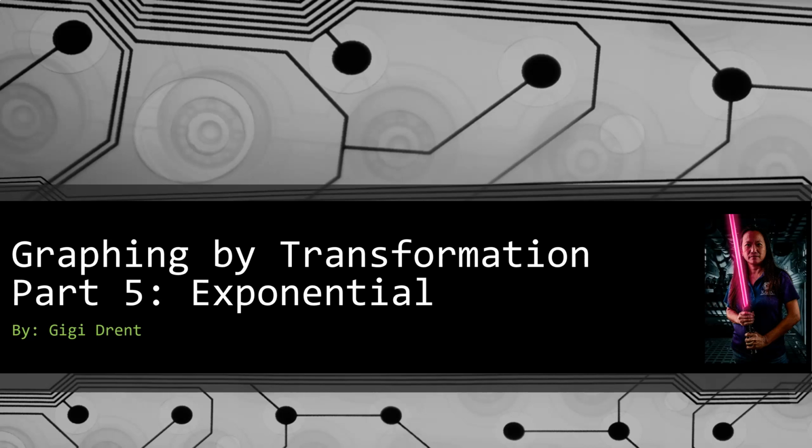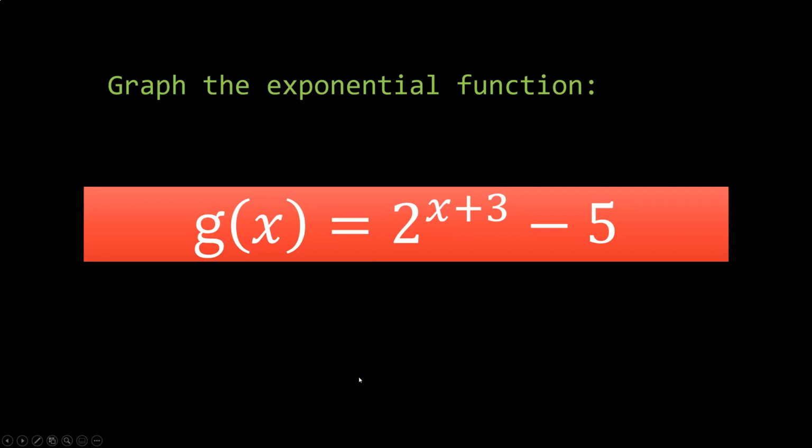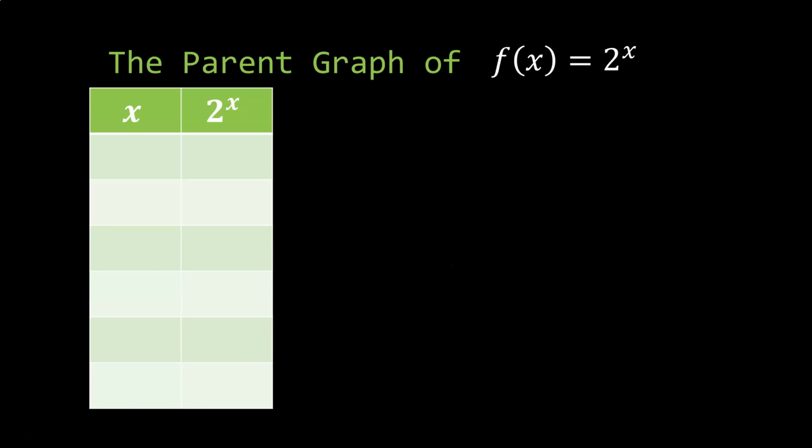In this video, we'll be talking about graphing by transformation with exponential functions. All right, so let's get started here. Suppose you have the function g of x is equal to 2 to the x plus 3, minus 5. So when staring at this function, we can see that the parent graph of this function is 2 to the x power, and that is an exponential function. So let's go and graph the parent graph.